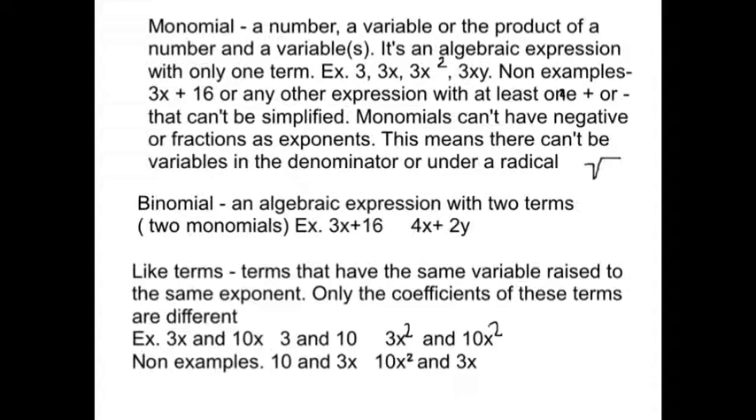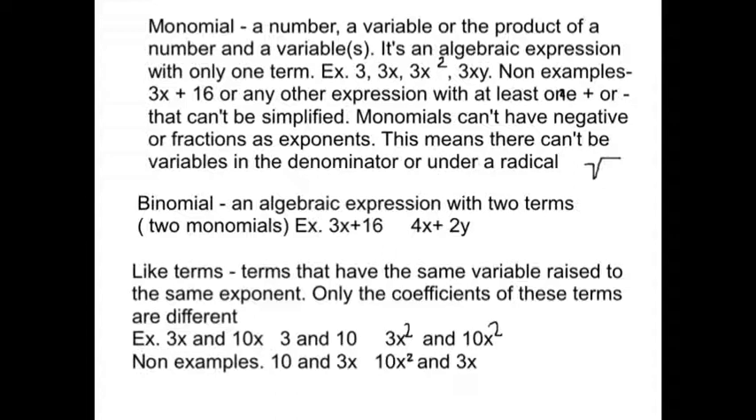When we talk about like terms, they're terms that have the same variable raised to the same exponent. So 3x and 10x have the same variable x. The only thing different about them is the coefficient. So 3x and 10x can be put together to be 13x if it was added, and negative 7x if it was subtracted. Everything else about them is exactly the same, the variable and exponent together as a pair.